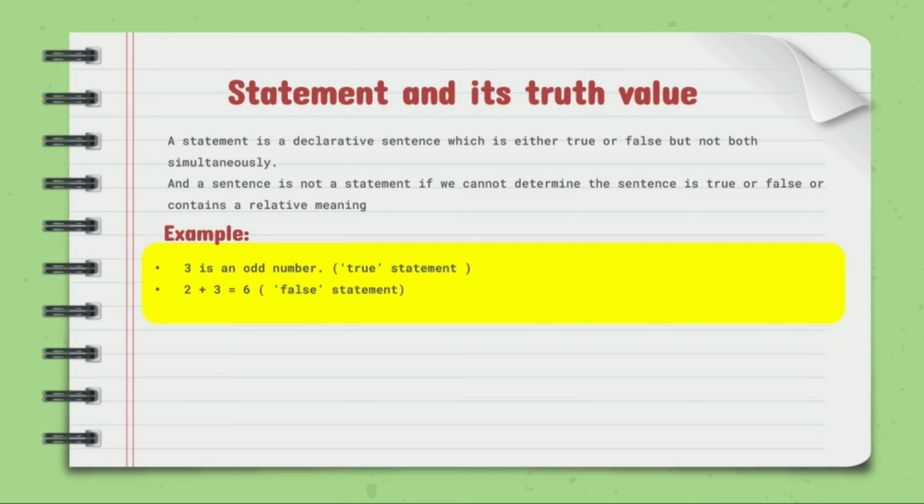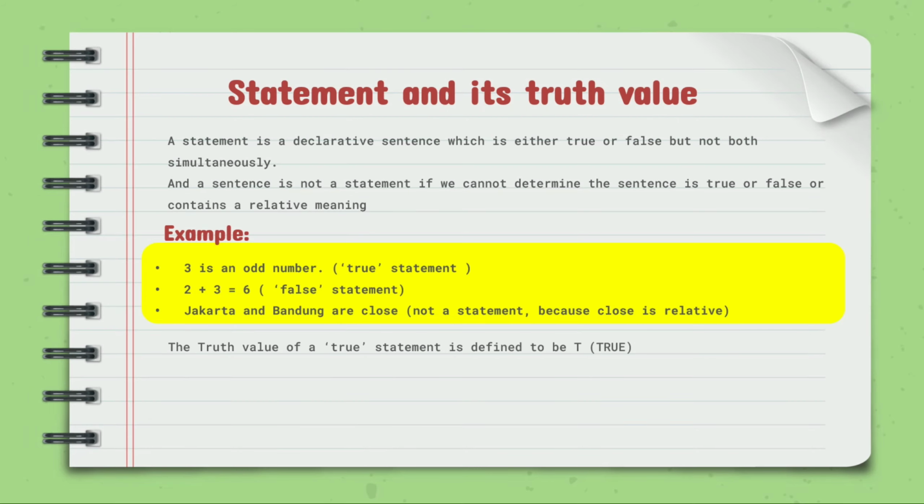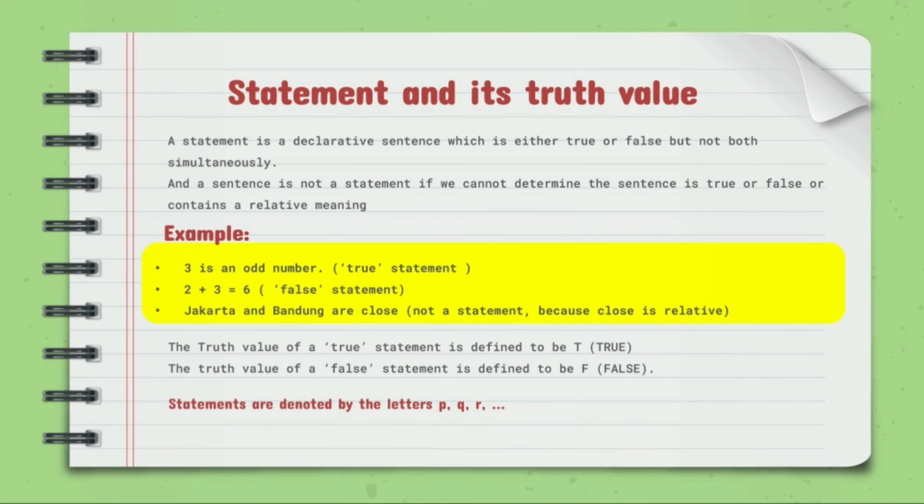2 plus 3 is 6. That is a false statement. And last, Jakarta and Bandung are close. That is not a statement because close is relative. The truth value of a true statement is defined to be T, and the truth value of a false statement is defined to be F. Statements are denoted by the letters P, Q, R, and so on.